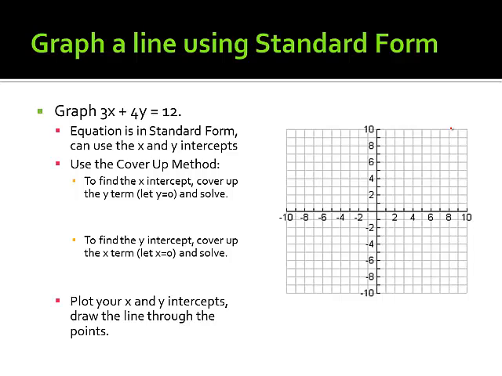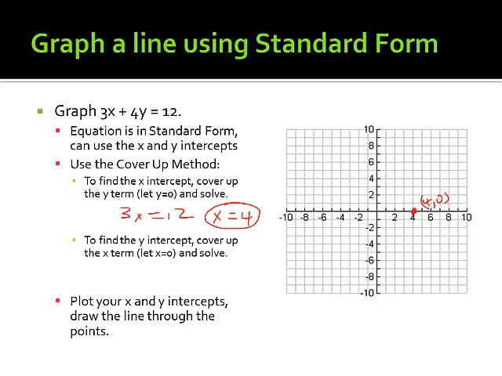Okay, so again, we're given an equation of a line in standard form. And this is where graphing these lines is actually pretty easy because you use the method called the cover-up method. The cover-up method basically says, to find the x-intercept, we're going to cover up the y. So you get 3x equals 12, and you solve, and you get x is equal to 4. So that means your x-intercept is 4. We can put that on the x-axis here. So that's my point, (4, 0).